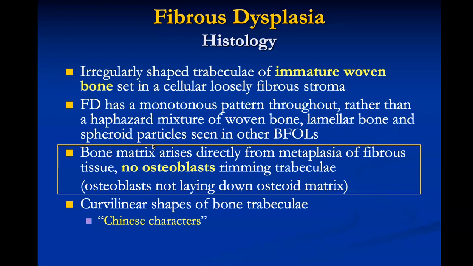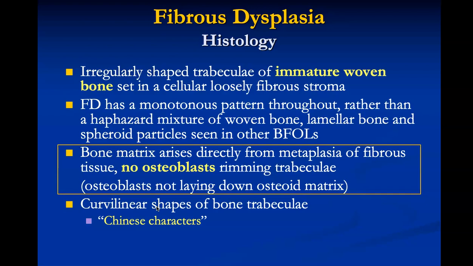The matrix actually arises from the fibrous connective tissue. You don't have fibroblastic or osteoblastic rimming, so you see that down here. You don't tend to see those osteoblasts. What you do see is this osteoid matrix arising from the fibrous connective tissue with no osteoblastic rimming. When there's enough of the material and you see these small trabeculae, they tend to be curvy linear shapes rather than one straight linear line of osteoid matrix.